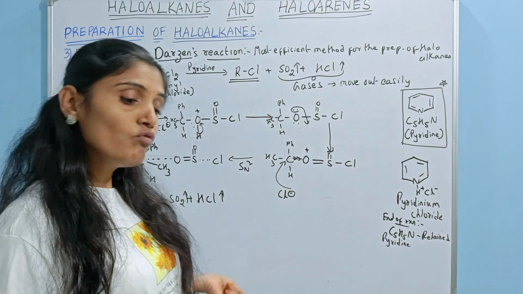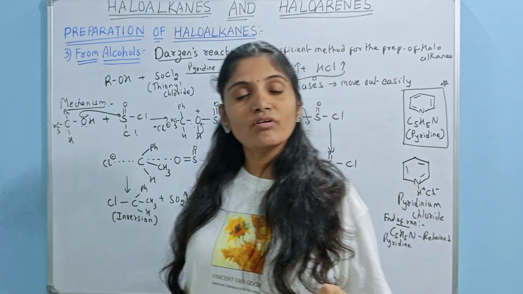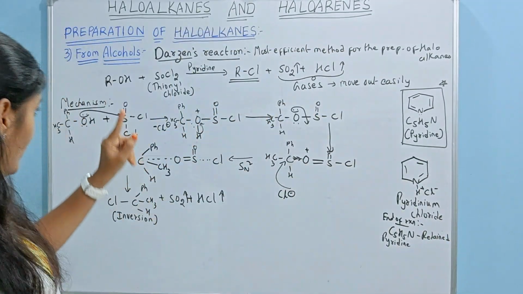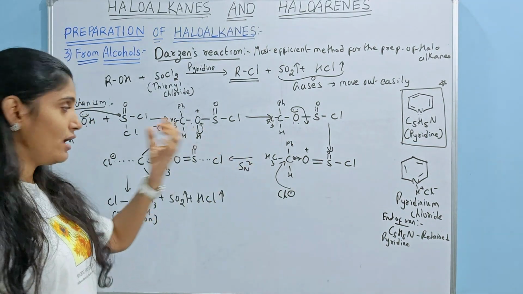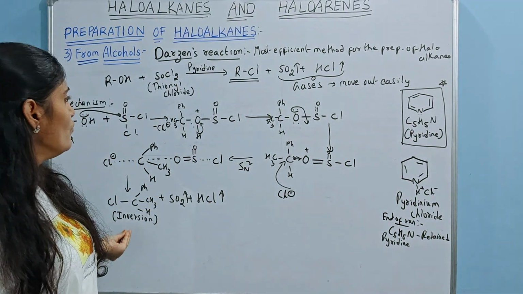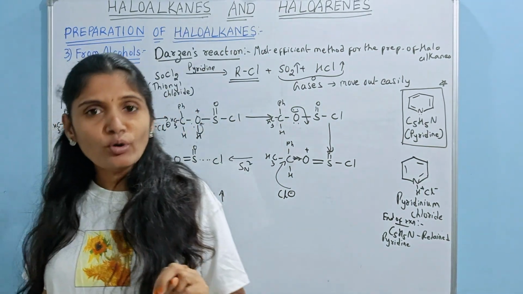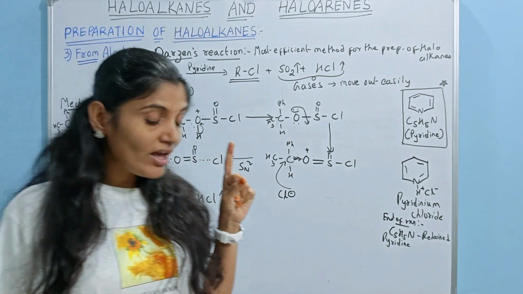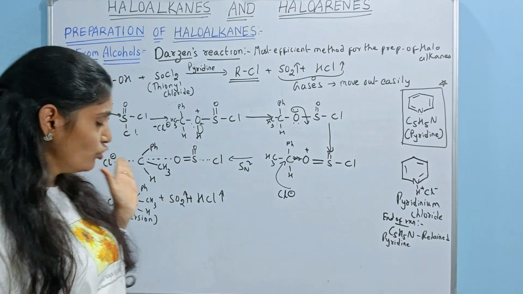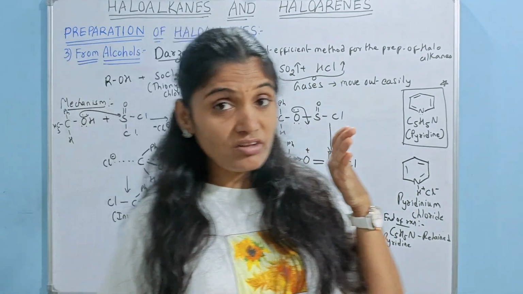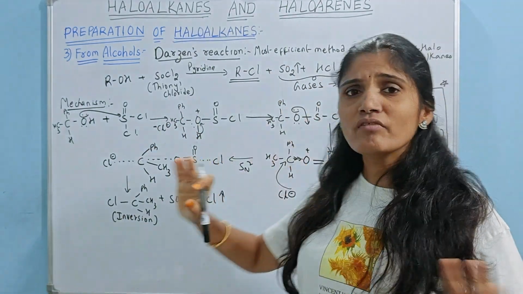Now when pyridine was not present, it was a retention configuration, and the mechanism was SNi. When pyridine is involved, the reaction goes through the SN2 mechanism, and my product is an inverted product. So this is what you need to take care of from the examination point of view. When pyridine is not there, the mechanism is SNi and there is retention of configuration. When pyridine is used, there is an SN2 mechanism and inversion of configuration. Normally the products are the same, which every child can answer.